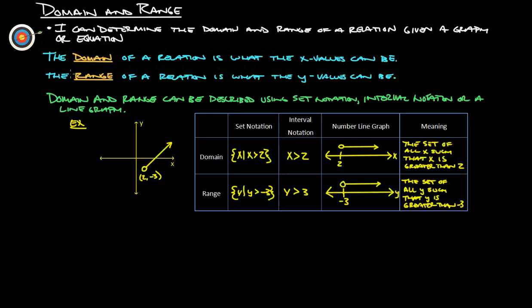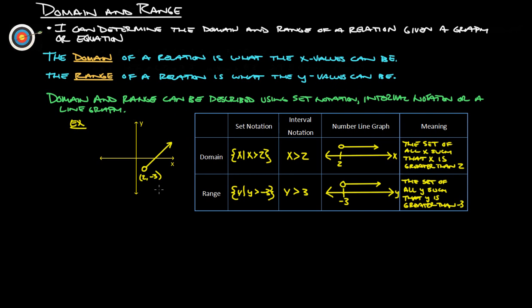I'm going to take you through the notes on domain and range. At the end of this, you should be able to say, I can determine the domain and range of a relation given a graph or equation. The domain of a relation is what the x values can be. The range of a relation is what the y values can be. Domain and range can be described using set notation, interval notation, or a line graph.